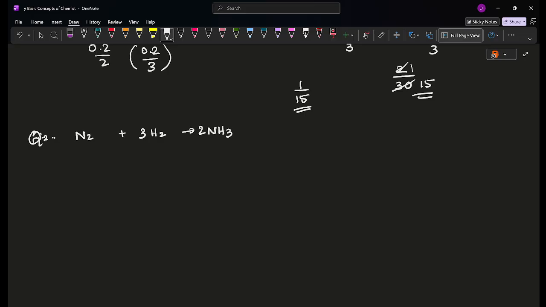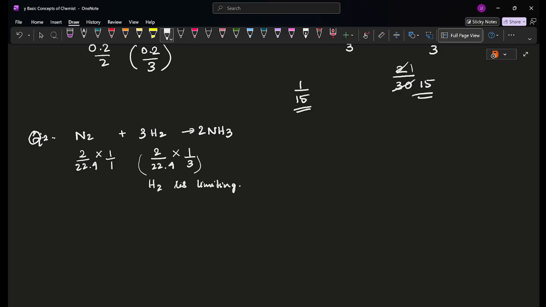So for that, in my case, I'm going to use this particular method. For example, they've told 2 liters of N2. Now 2 divided by 22.4 would give the moles of this. And here also 2 liters of H2, so 2 divided by 22.4 will give you the moles of that. Now you need to divide it by the stoichiometric coefficient. So this will be into 1 by 1. This will be into 1 by 3. Now which one is the smallest one? Definitely this. So H2 is limiting.